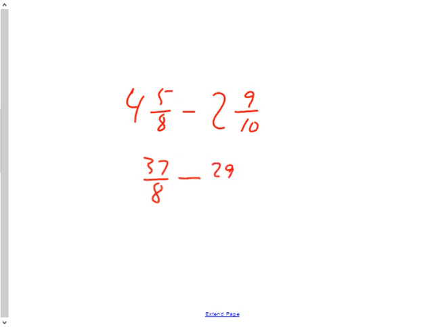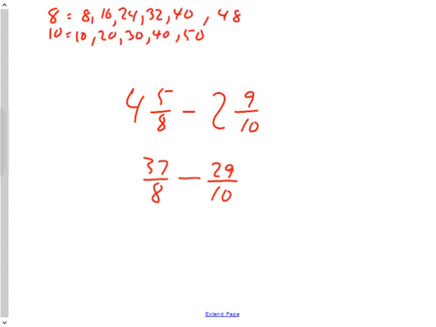And your very last question, 4 5/8 take away 2 9/10. What we're going to do here is change this to 37/8 take away 29/10. This is a hard question because your numerator is fairly big. Now, what multiple do 8 and 10 share? The first multiple they share is 40. Now, you can use 80. That's not wrong, it just makes your numbers really big, but 40 will work. So I'm going to use that as my common denominator.